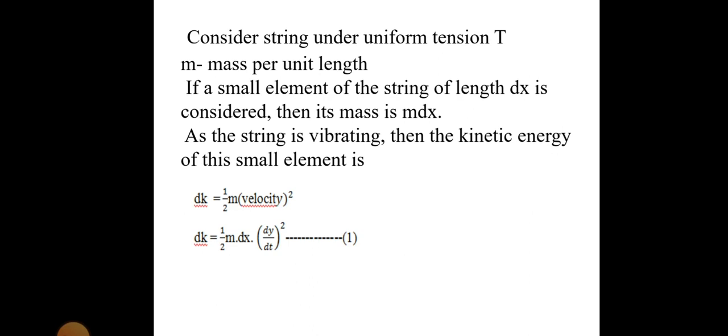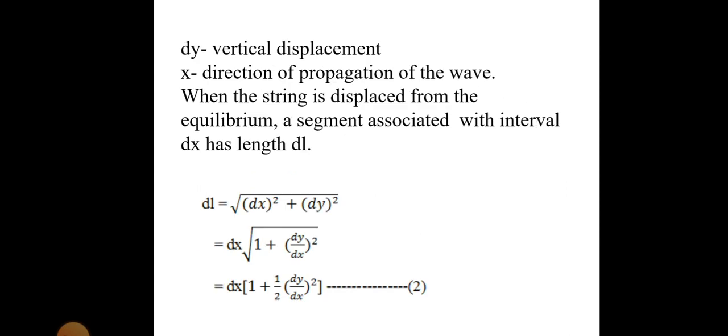Consider a string under uniform tension T. If m is the mass per unit length and a small length of the string dx is considered, then the mass is m dx. As the string is vibrating, the kinetic energy of the small element is dK = 1/2 m dx (dy/dt)². Here dy is the vertical displacement, and x is the direction of propagation of the wave.